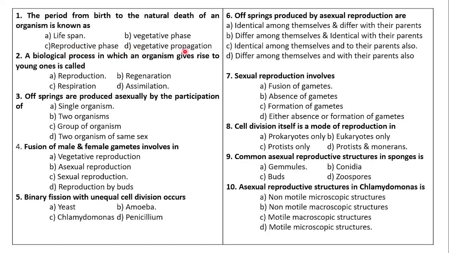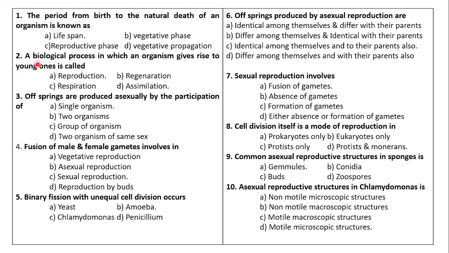And what is vegetative propagation? It is a type of asexual reproduction found in plants. So all these three options are not at all related to this particular sentence. That is why option A is correct. The period from birth to natural death of an organism is known as lifespan.